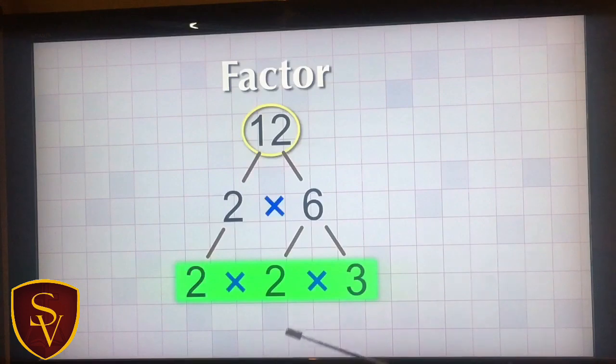So what happens when we find these factors? We multiply 2 times 2 is 4, and 4 times 3 is 12. So 12 gives us the same number from the factors that we found.